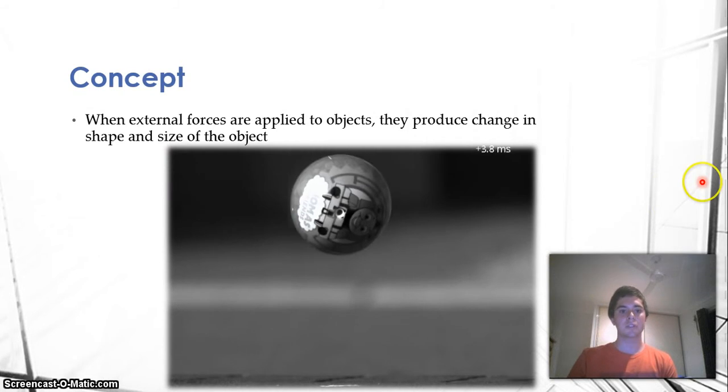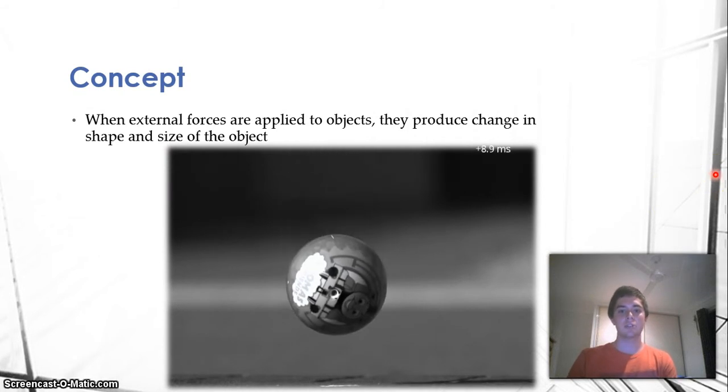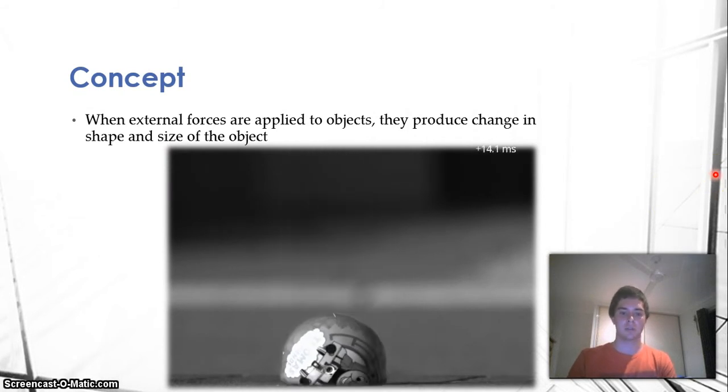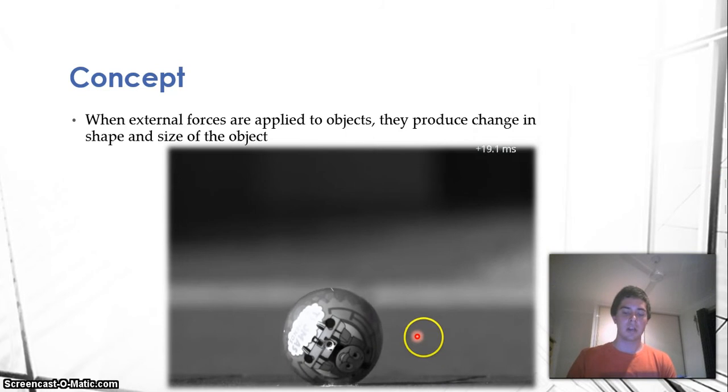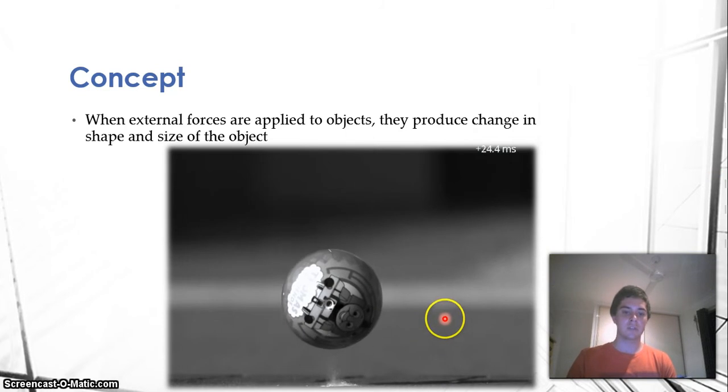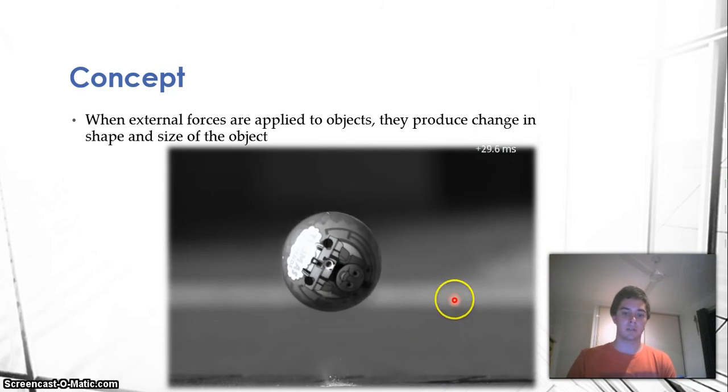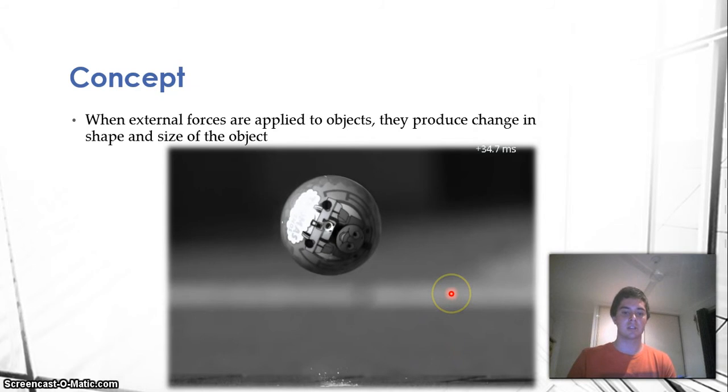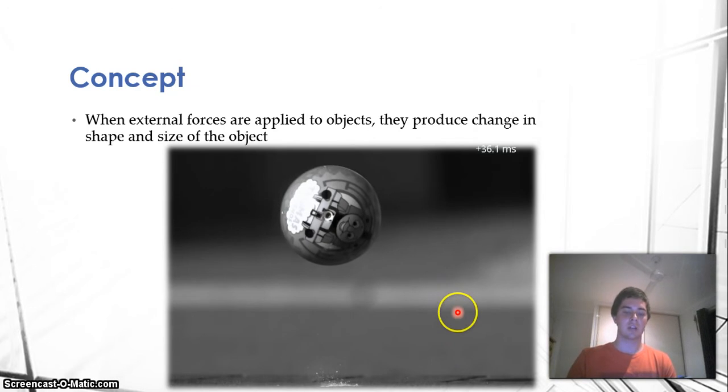When external forces are applied to objects, they produce a change in shape and size of the object. For example, when this ball hits the ground, it has the force of the gravity push and the force of the ground acting against each other, and that produces the change in shape of the ball.